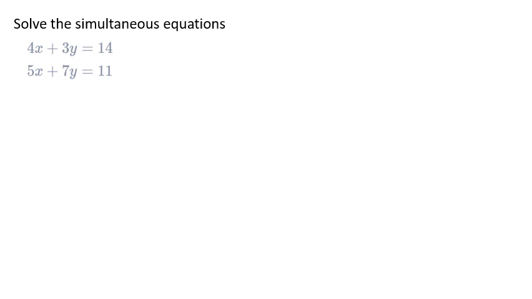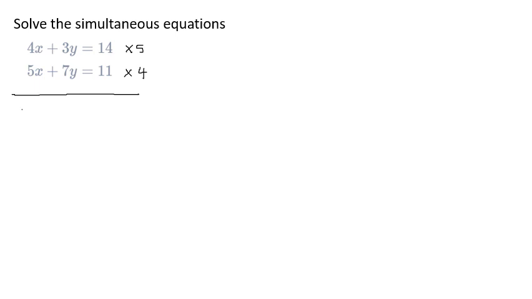So to solve them, we first of all need to get either the numbers before the x the same or the numbers before the y the same. So I'm just going to pick the number for the x's. A multiple of 4 and 5 is 20. So I need to multiply the top one by 5 to get 20x, and I need to multiply the bottom one by 4 to get 20x.